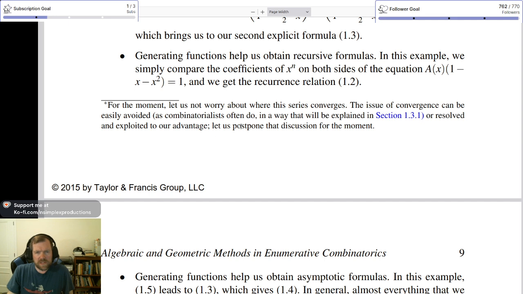For a moment, let us not worry about where this series converges. The issue of convergence can be easily avoided, as combinatorialists often do, in a way that will be explained in 1.3.1, or resolved and exploited to our advantage. Let us postpone that discussion for the moment.